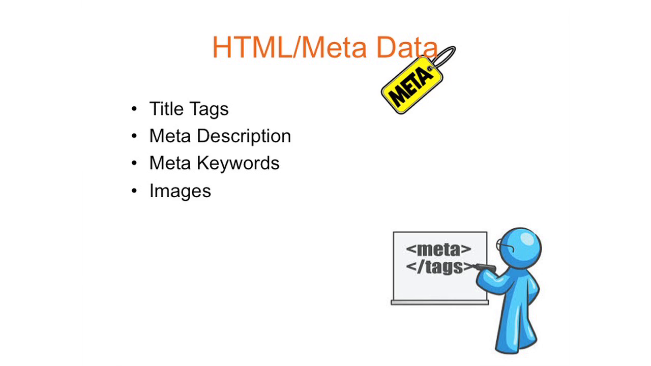The second key factor in on-site optimization I want to cover is HTML and metadata. There are 4 high-value areas I'll go over, those being title tags, meta descriptions, meta keywords, and images.